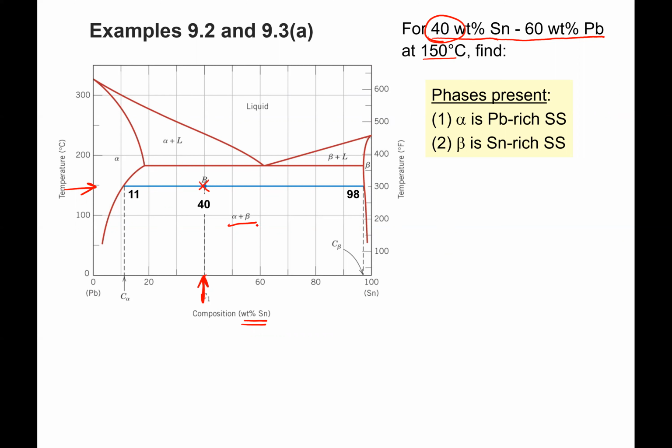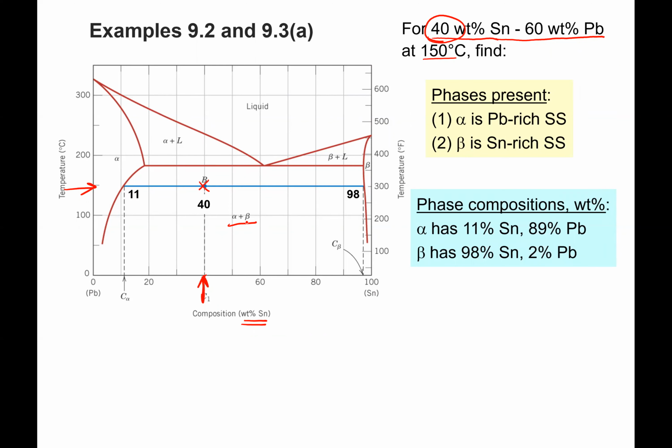So we're in the two-phase region, alpha plus beta. If we now draw a tie line at 150 C all the way across the region that I'm in, then I will get the composition for the alpha here at 11 weight percent tin, and therefore 89 weight percent lead. And then on the other side of the tie line, we get the composition of the beta, which is 98 weight percent tin, therefore 2 weight percent lead. So we did that before as well. Same procedure.